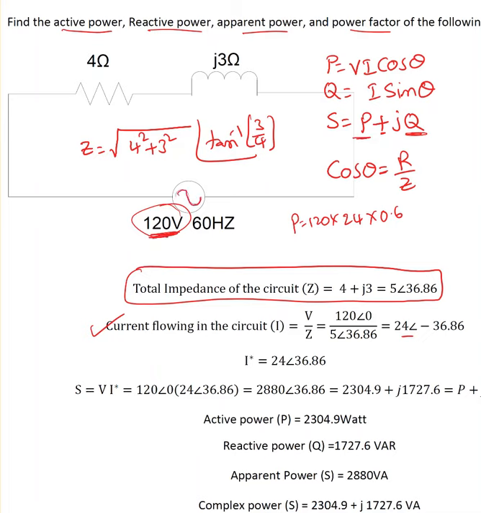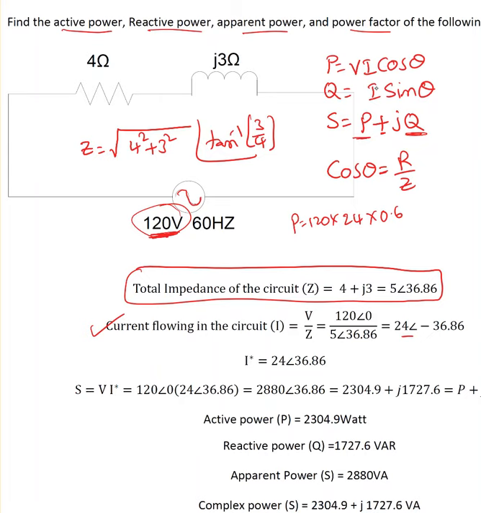Is this 120 volts RMS, maximum, instantaneous, or average? Always, this is always an RMS value unless I specify otherwise. Okay, we always take this as the RMS value. Now, active power, what is the formula for active power?